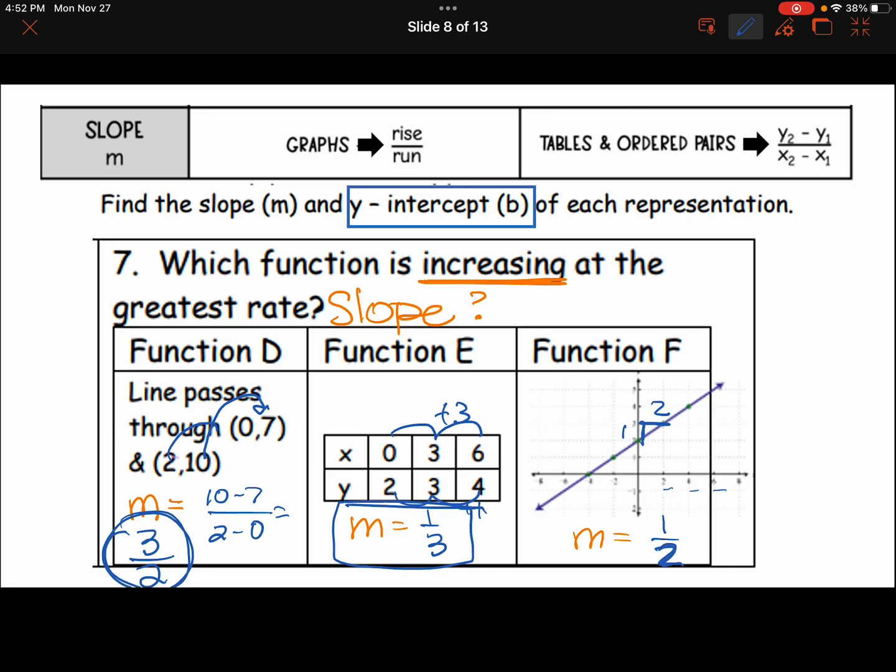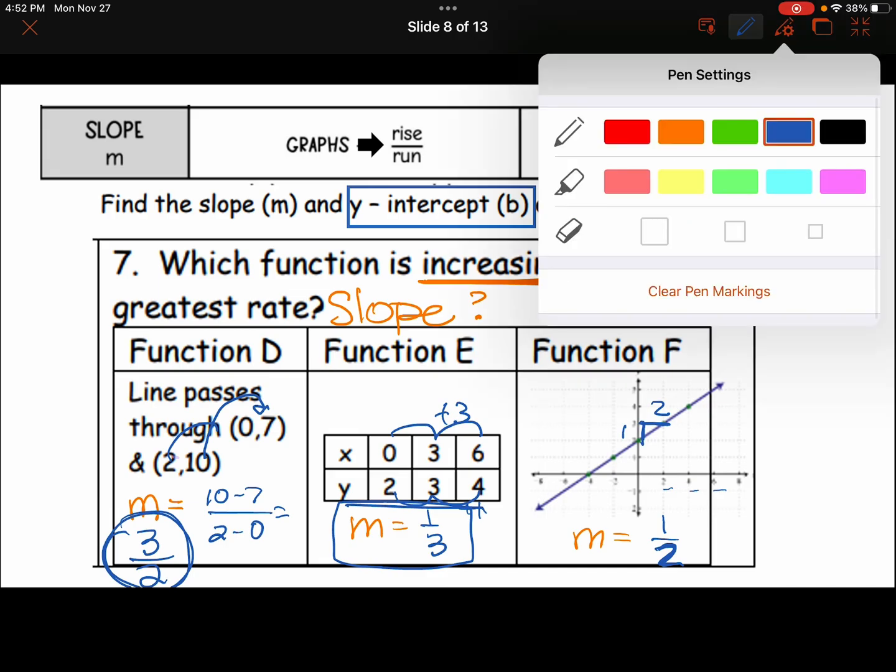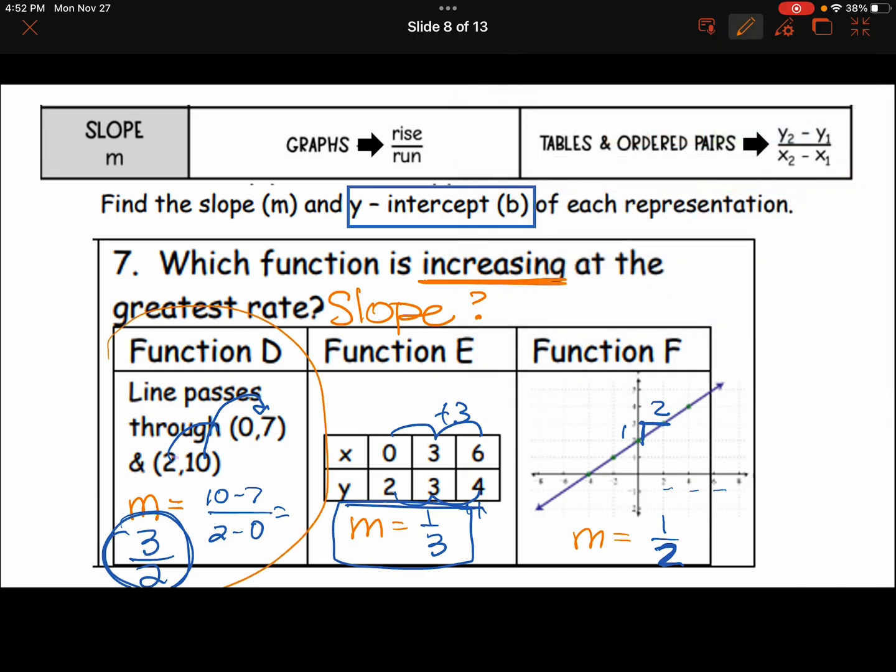Then I would look at these numbers and say which number is the biggest. Hopefully we all would agree that the first one, function D, which has a slope of 3/2, which would be 1.5, is bigger than 1/3 or 1/2. And so that is just finding and utilizing the slope and finding and utilizing the y-intercept. First portion of your homework tonight is doing exactly those things.